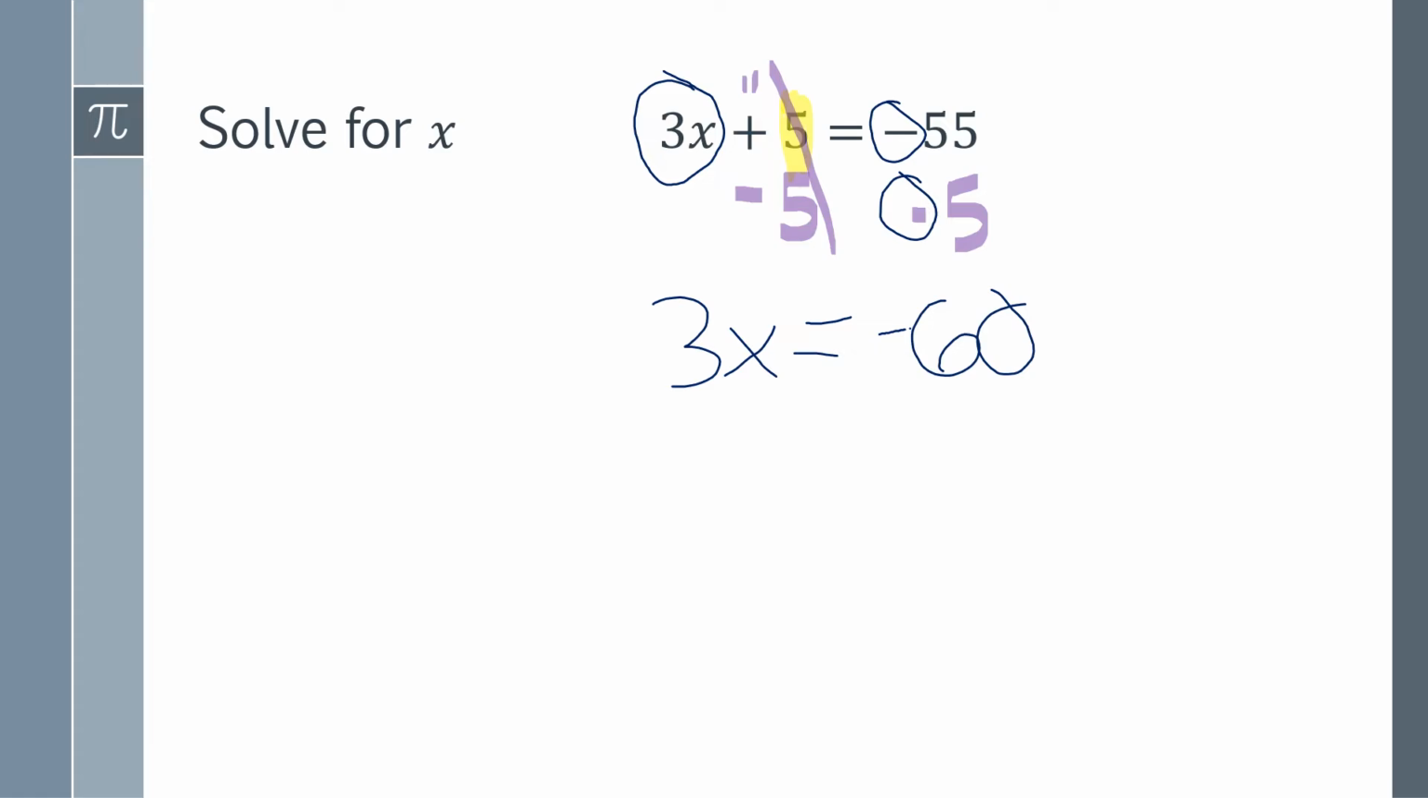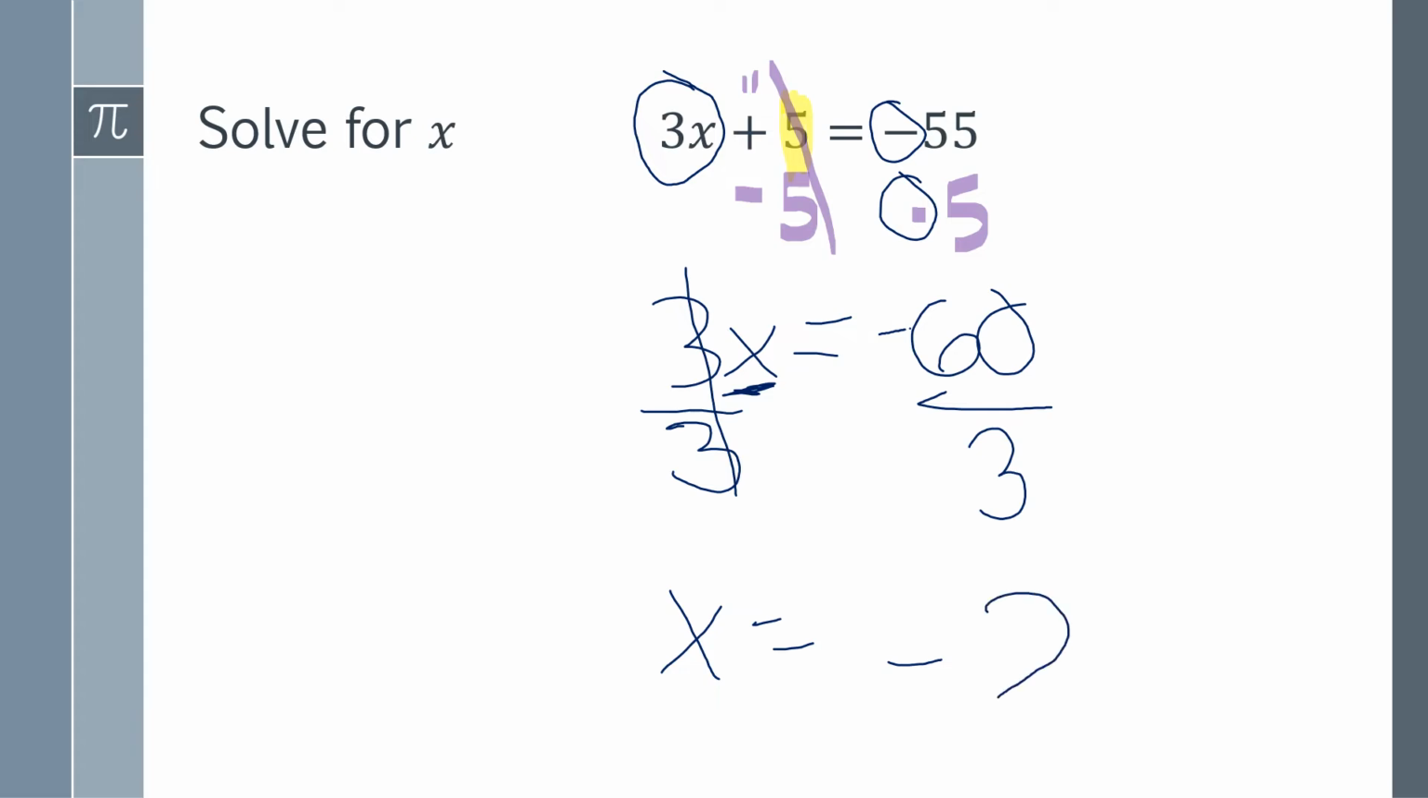I gotta divide everything by 3 to get x by itself. Because remember, I want x by itself, and to do that, I have to divide. So guys, I have a negative 60 divided by 3. What should that answer be? Negative 20. Because when you divide a negative number by a positive, you're going to get a negative because it's an odd number of negatives. 1 is an odd number, so you're going to have a negative.